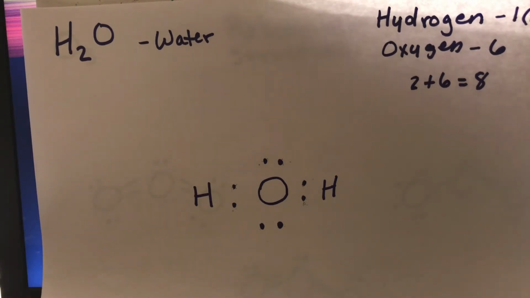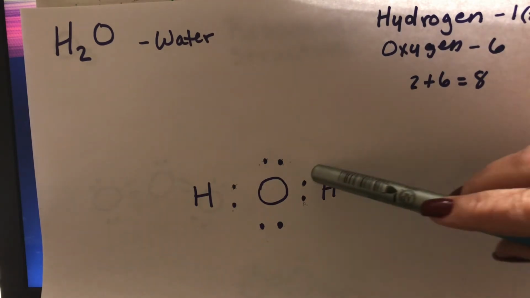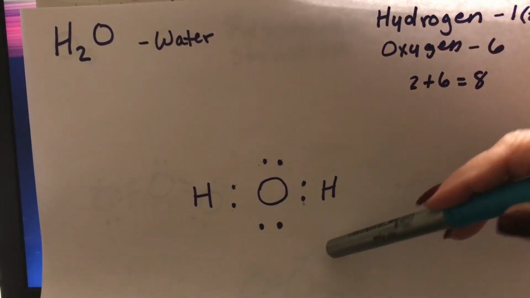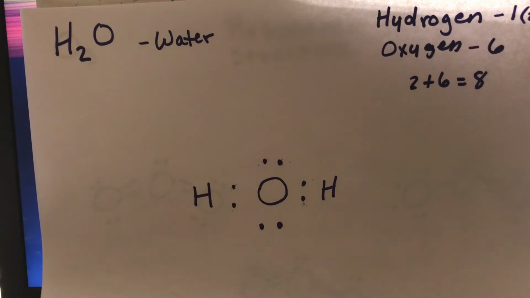Next, put 2 electrons between the atoms to form a chemical bond and complete the octet on the outer atoms. 1, 2, 3, 4, 5, 6, 7, 8. This gives us a total of 8 electrons. If you have used up all your valence electrons and you still haven't completed the octet for each atom in the molecule, then you move some of the electrons from the outside to the inside and share them to form double and triple bonds.